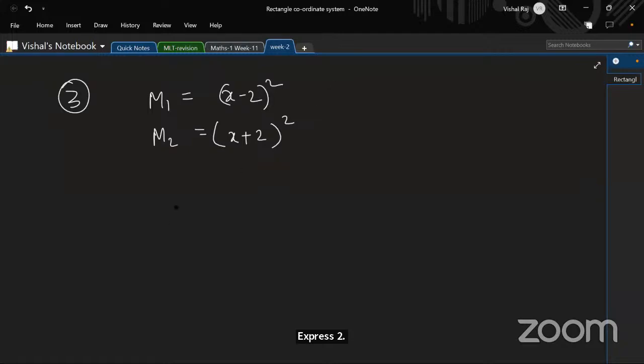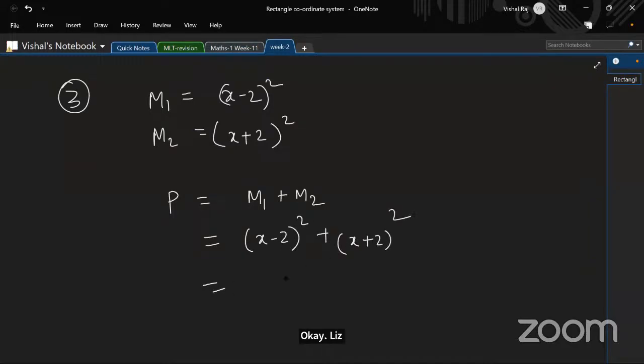So now, what is the value of the total that Mr. Mehta is getting? You can just do M1 plus M2: X minus 2 whole square plus X plus 2 whole square. So what is the value you'll be getting? Sir, 2x square plus 8.